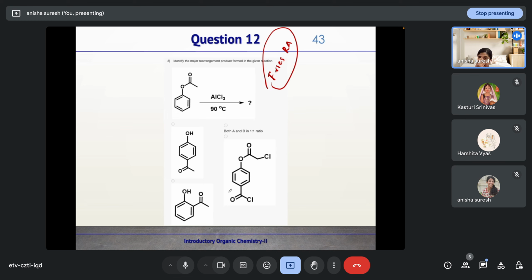So we have seen in the lecture that there is possibility for formation of both ortho and para products. But one condition is that at lower temperatures, that is temperature less than 160 degrees Celsius, para product will be the major product. Para will be major and greater than 160 it will be ortho product that is major.